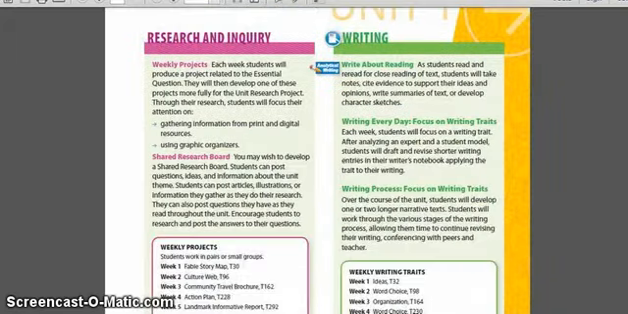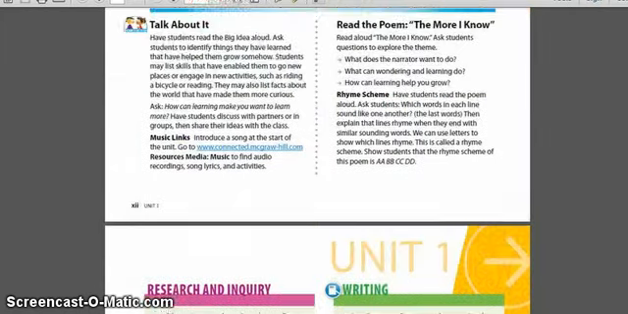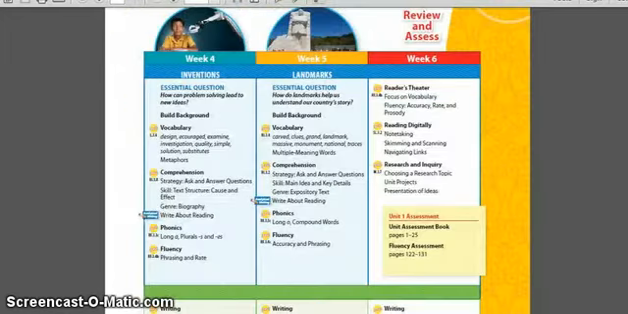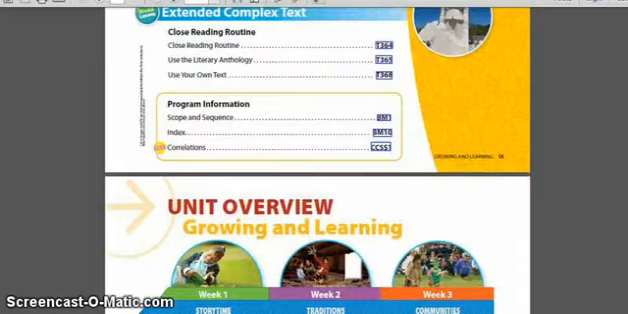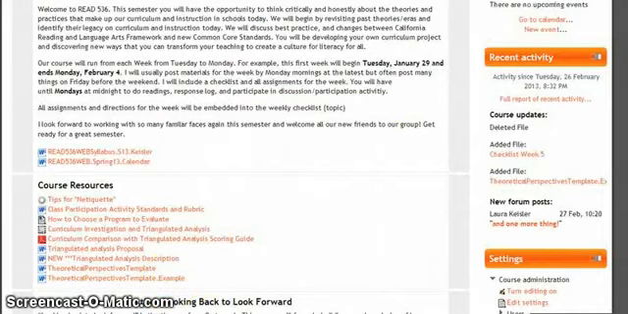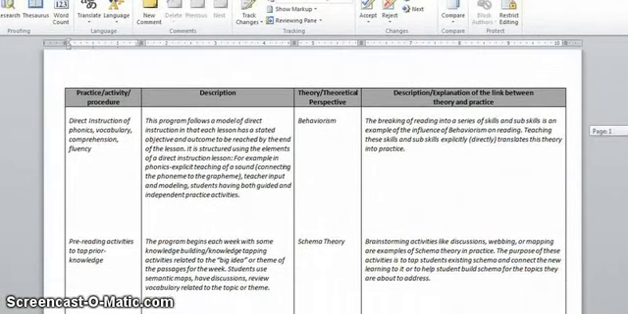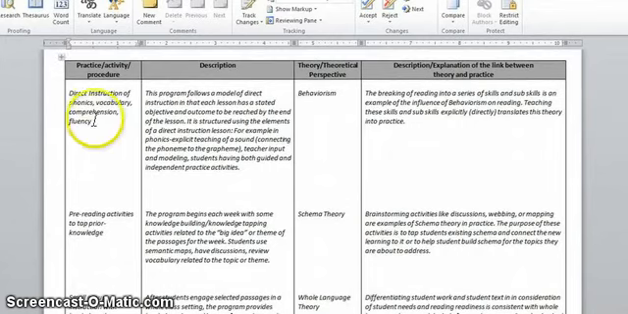They are using graphic organizers related to this topic. So they're doing different types of brainstorming activities. So when I go through week by week, this happens at the beginning of each week. So since I have been studying theory this semester, this says to me that this is an example of schema theory in action. Right? So my practice, activity, or procedure would be pre-reading activities to tap prior knowledge.